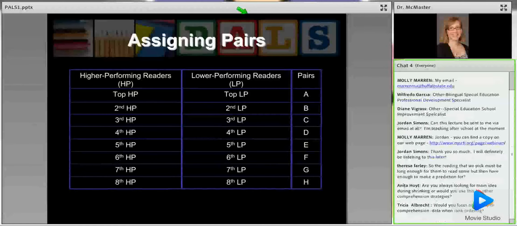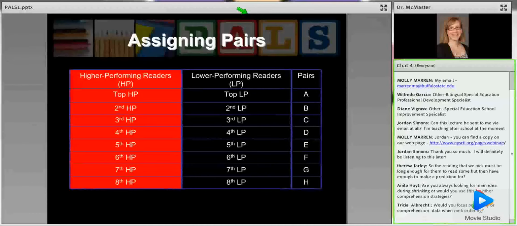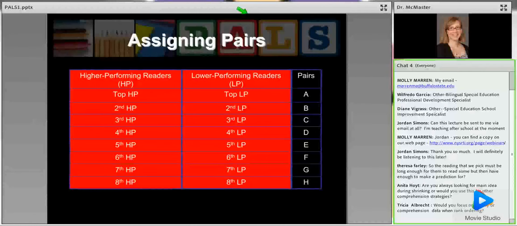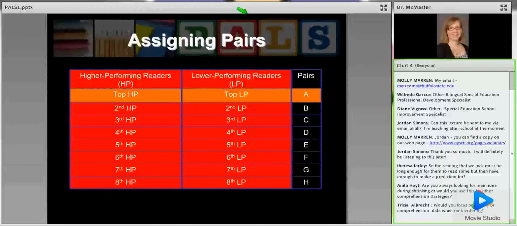Once you have made that list, you split the list in half as we have here. So we have higher performing readers, or HPs, and lower performing readers, or LPs. And then you're going to pair the top student from each list together. So the top high-performing reader would be paired with the top low-performing reader. You do that all the way down the list, so that each of these pairs go together. So this is pair A, pair B, C, and so on, all the way down to H.